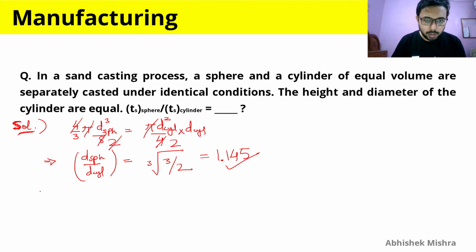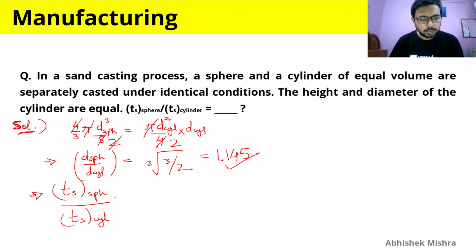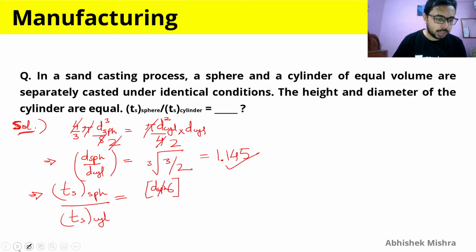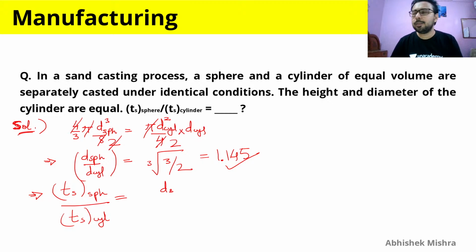So what we now have to calculate is the ratio of solidification time of sphere and solidification time of cylinder. For sphere we know that it is d sphere by 6. Let me write it properly. Why am I writing d sphere by 6? Because if you calculate v by a of sphere, you will get d by 6 of that v by a.